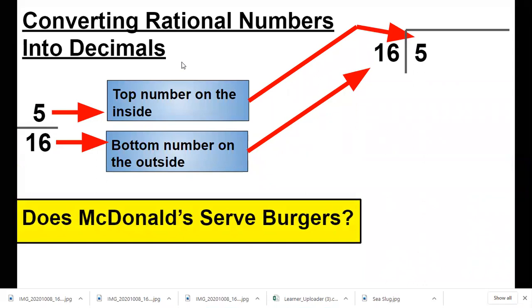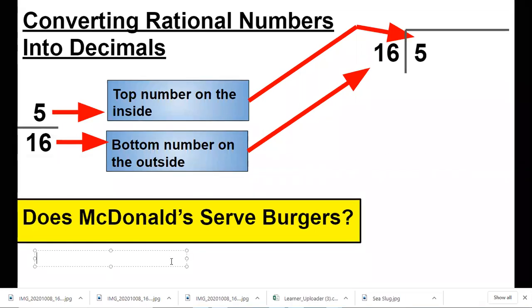We're going to use our acronym. Does McDonald's serve burgers? That is how we are going to use division, long division. So that means, type it down here, Does stands for, we're going to divide first. Then M stands for, we're going to multiply second. S stands for, we're going to subtract third. And burger stands for, we're going to bring down if there's a number to bring down.